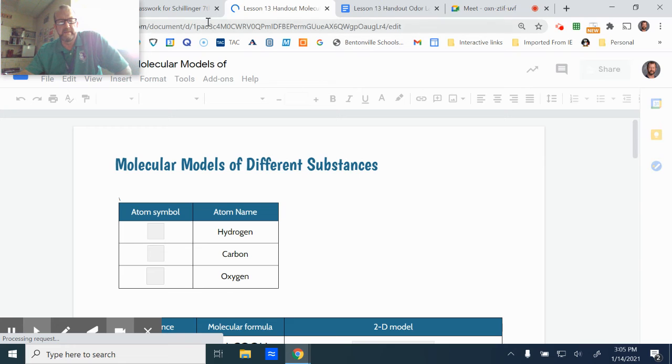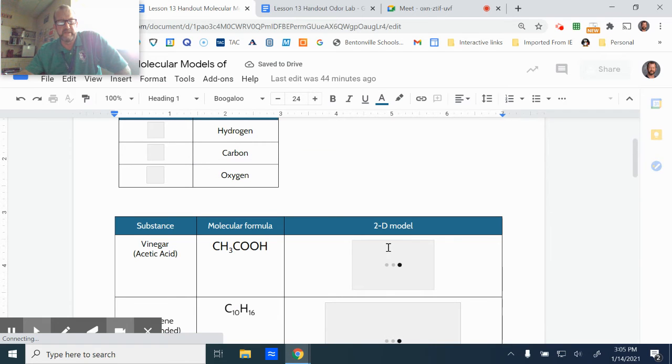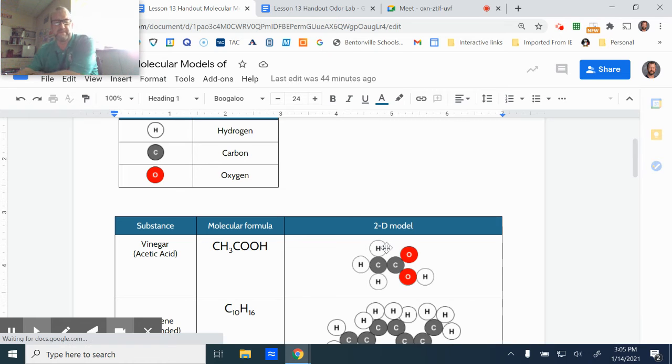and my computer has just been running so slow today. I think it's just the internet is really bogging things down. It will show us when it finally opens up the model of each one of these.